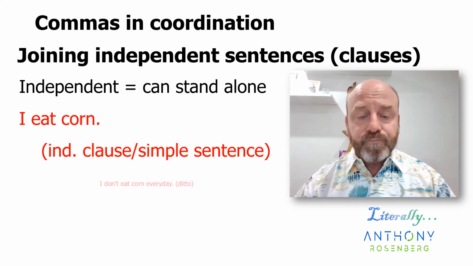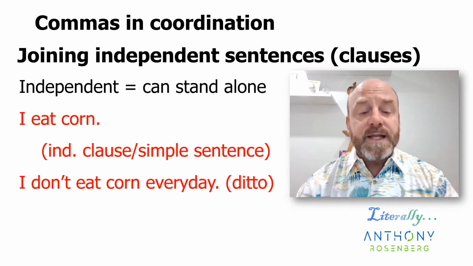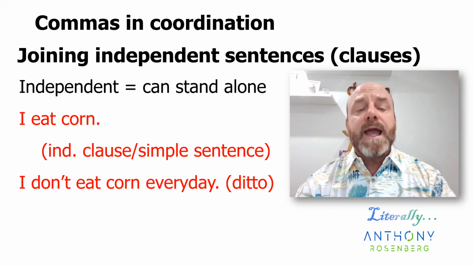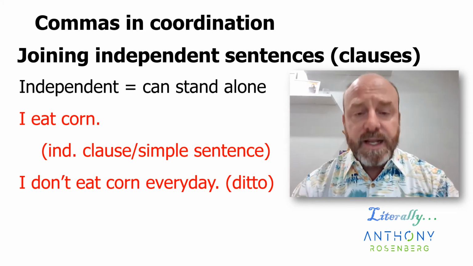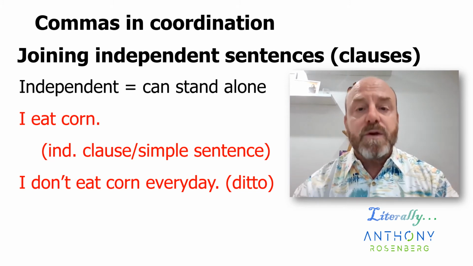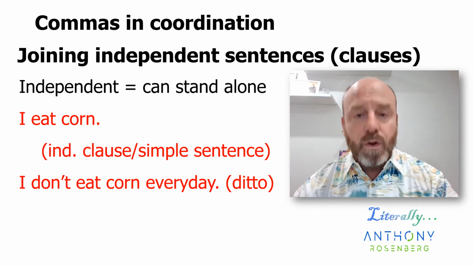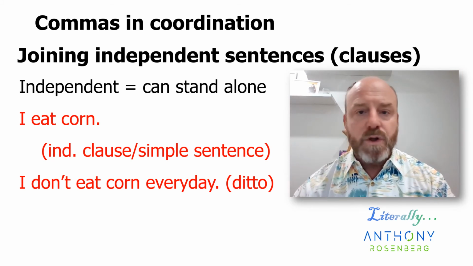Here's another one. I don't eat corn every day. So just using a negative form of it, it's the same thing. It's an independent clause and it's a simple sentence. Incidentally, just so you know, clauses are called clauses because they have a verb in them. If a group of words has a verb inside the group of words, then it is a clause. If it doesn't have a verb, then it's not a clause.